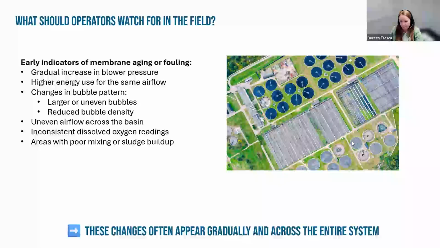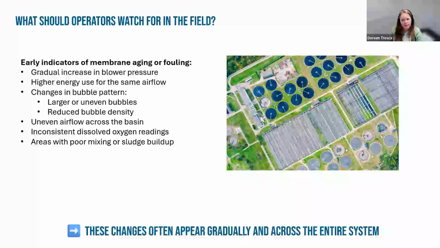Airflow can also become uneven across the basin, with some areas getting more air and others less. So if you're looking at the top of the basin, you might see dead spots, or you might see some areas where there are big geysers, like excessive airflow coming through. That's another sign that things are not being distributed evenly at the subsurface level.